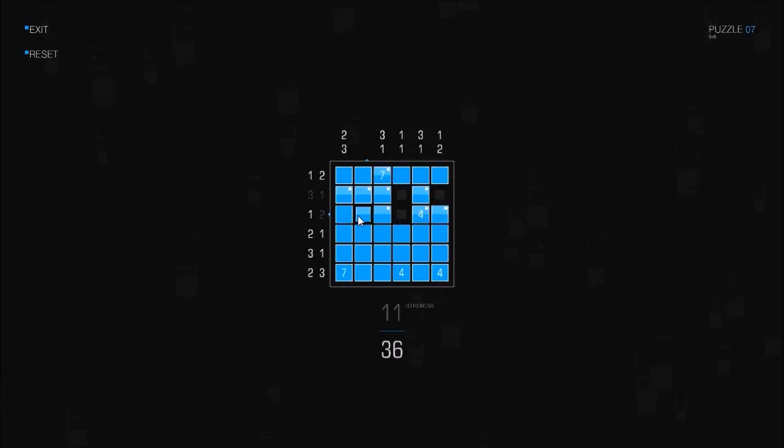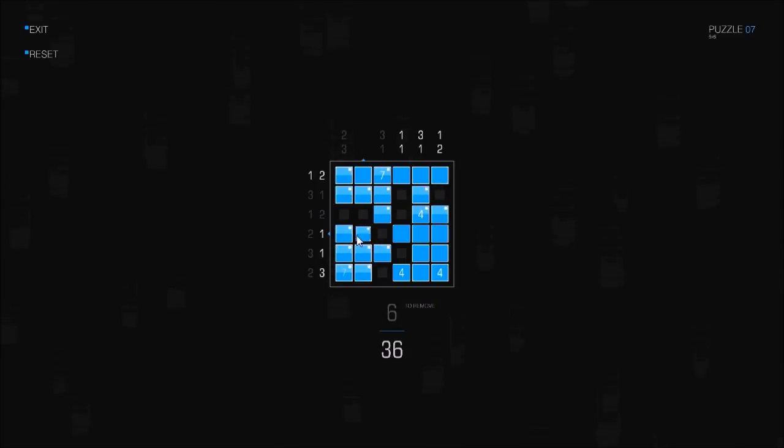Left 2. Clear. Left 1. Clear. Up 2. Mark hold. Down 3. Down 1. Down 1. Right 1. Up 1. Up 1. Down right 1. Mark release. Down 1. Clear. Up right 1. Clear. Up left 1. Clear.